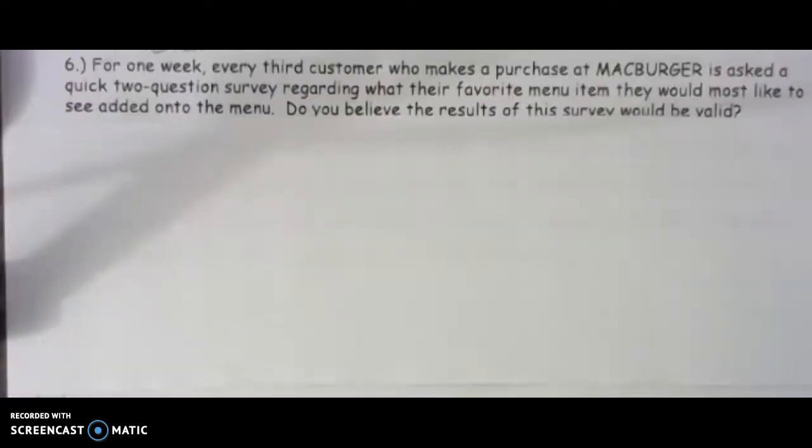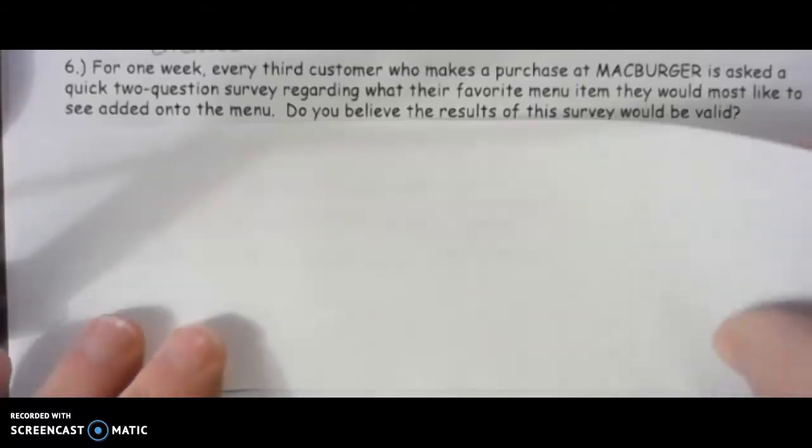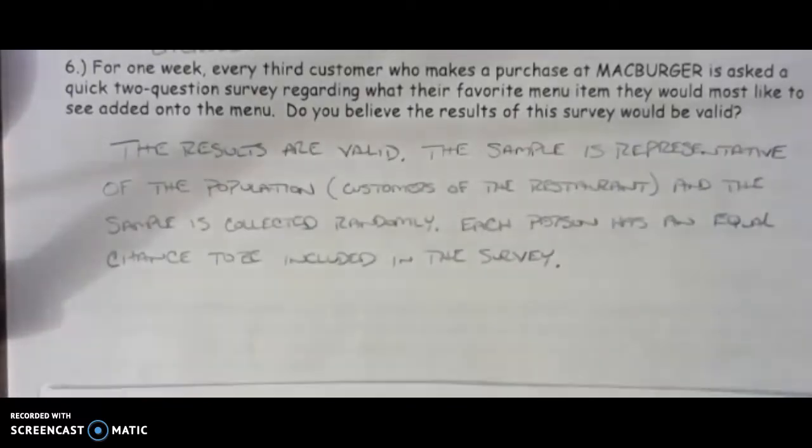Our last question says for 1 week, every 3rd customer who makes a purchase at McBurger is asked a quick 2-question survey regarding their favorite menu item and what they would most like to see added to the menu. Do you believe that the results of this survey will be valid? Okay, so McBurger is only interested in what their customers think, so they're only going to ask their customers. Okay, also they're asking every 3rd customer, so it is completely random. So this is actually going to be a really good sample. Okay, the results are going to be valid.